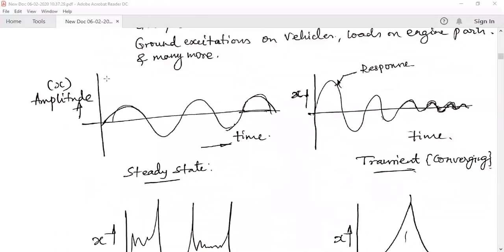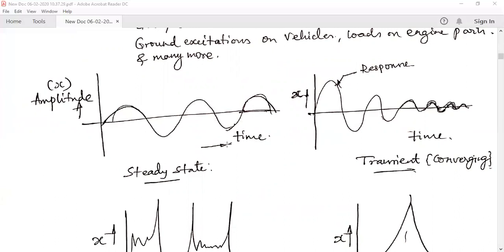Now coming back to the graphical representation of these vibrations. Basically, it has an amplitude, that is the response of the vibratory system, with respect to time. You can see a steady state response here, constant amplitude. It's a sinusoidal input which is going to act on the machine member. We call it harmonic.